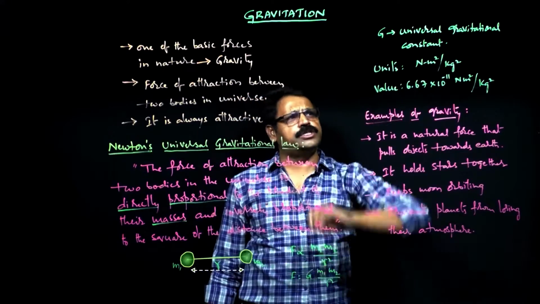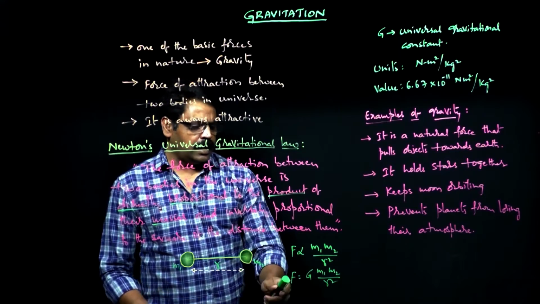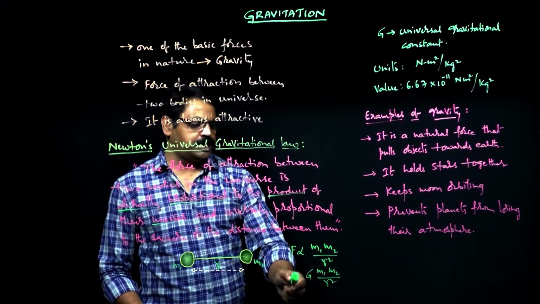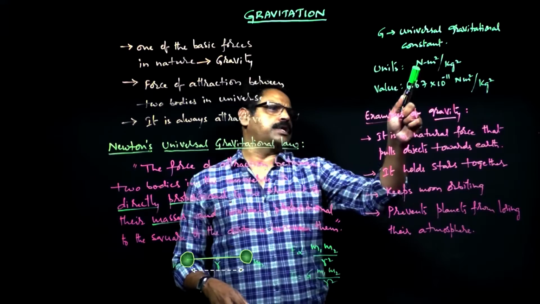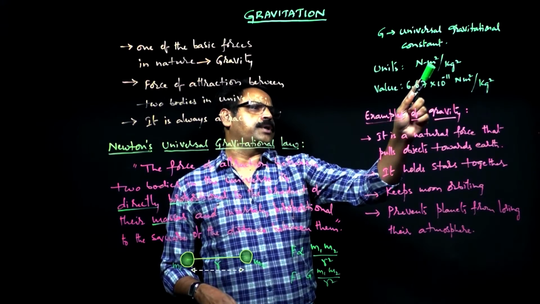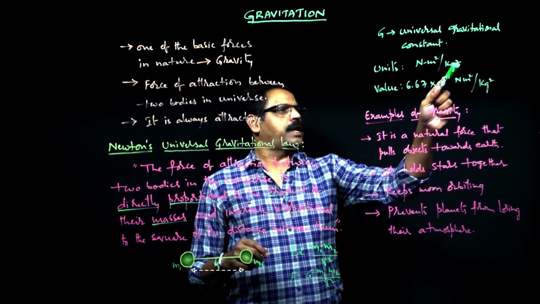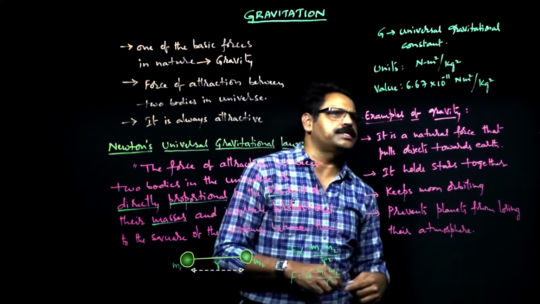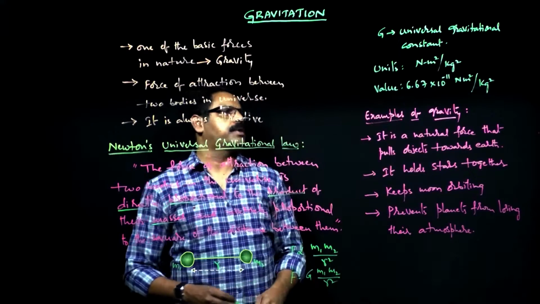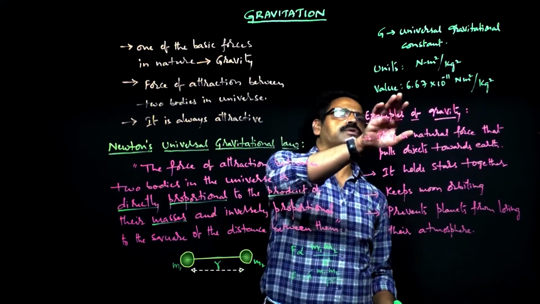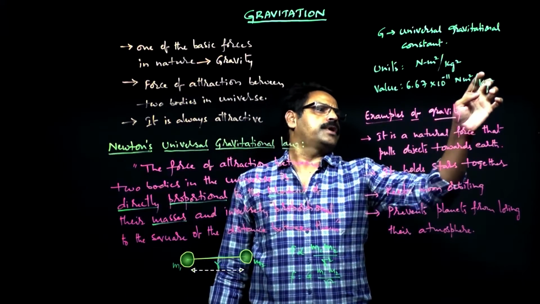And how can you measure this G value? When you want G, then G equal to F into R square by M1 M2. Which means F is in Newton, R square is in meter square because distance is measured in meters according to the SI system, and kilogram square, mass into mass, kg into kg is kg square. Therefore, the unit of the gravitational constant comes out to be Newton meter square per kg square, and its value is 6.67 into 10 power minus 11 Newton meter square per kg square.